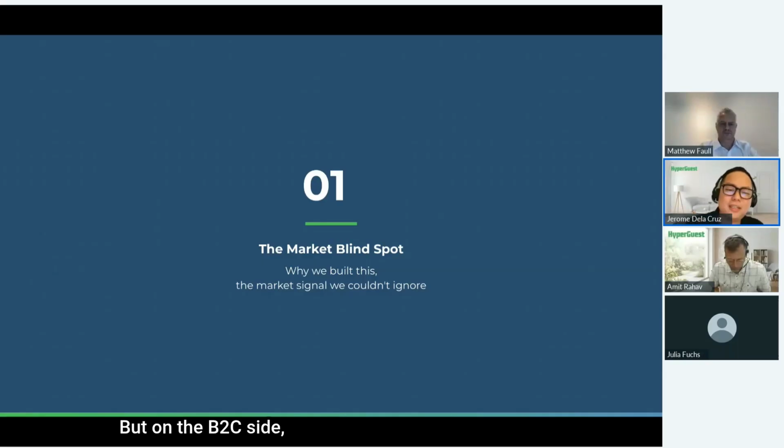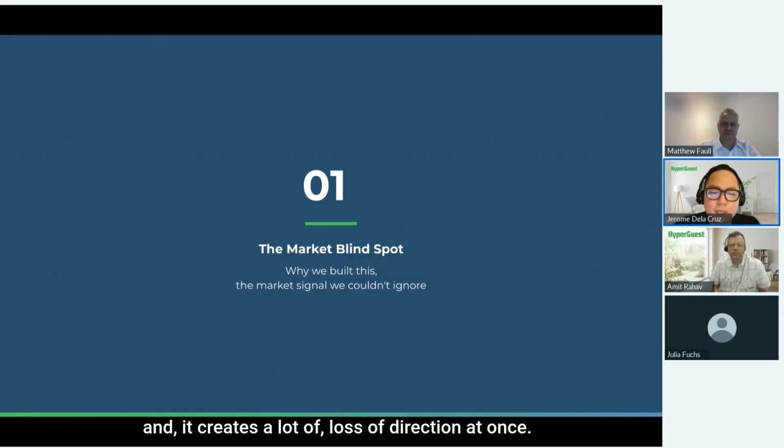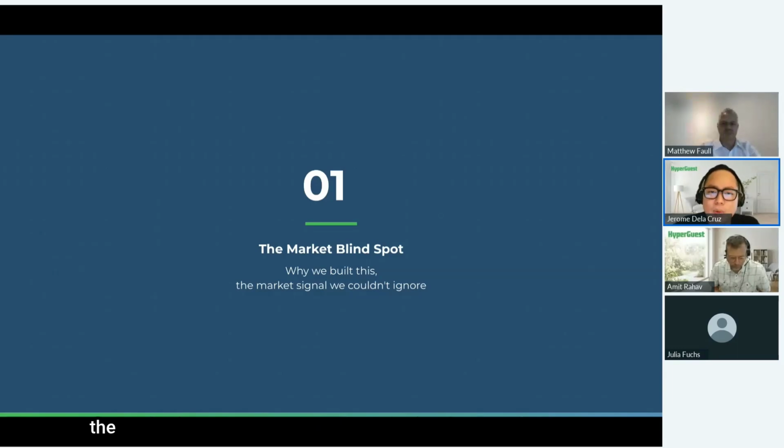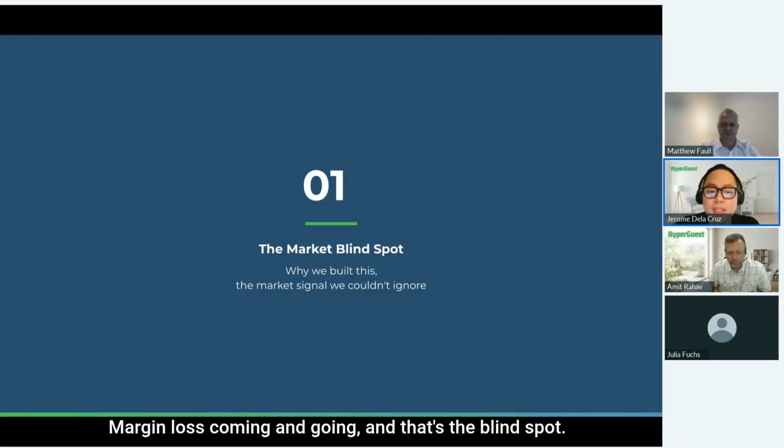Now, without further ado, the core of this is that B2B pricing, we have already mastered, but on the B2C side, it is still yet untapped. And it creates a loss of direction at once. When demand spikes, hotels keep paying out incentives they didn't actually need to secure the booking. And when the demand slows down, the same hotels under-incentivize the exact partners who could have driven replacement bookings. Margin loss coming and going, and that's the blind spot.